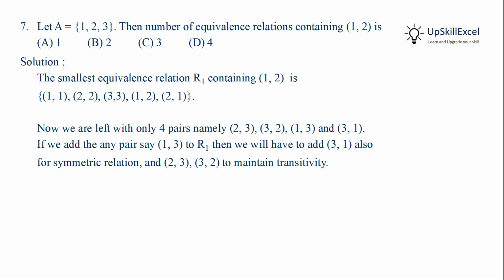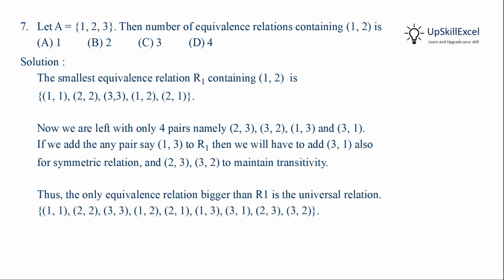If we add any pair, for example (1, 3), to R1, then we will also have to add (3, 1) for the symmetric relation and (2, 3), (3, 2) to maintain transitivity. Adding this, we will get the universal set. Hence there are two equivalence relations.